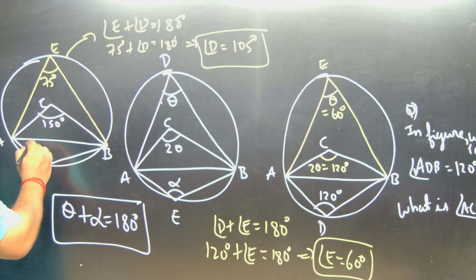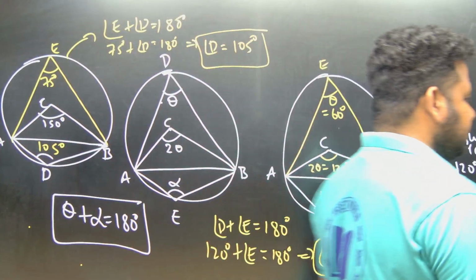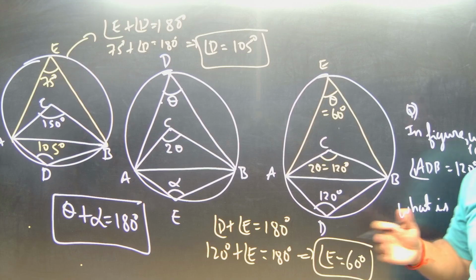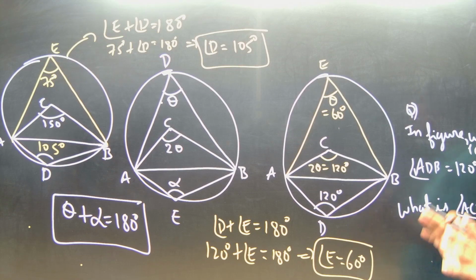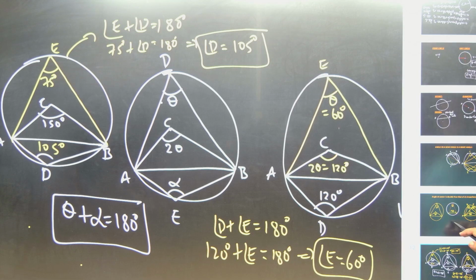This is how, if they give anything, you will be able to find out other things. So this will be 105 degrees. The concepts we discussed now are very important to know. They are highly beneficial for you, because direct questions are coming, or this will be a part of some other bigger question. But these concepts are important. Clear? Let us proceed, friends.